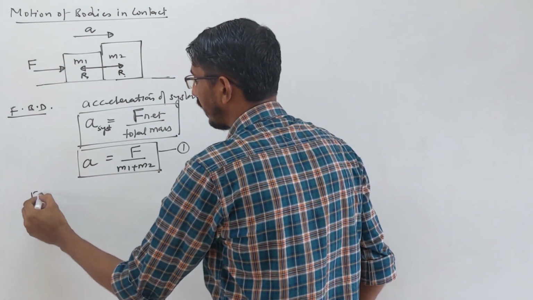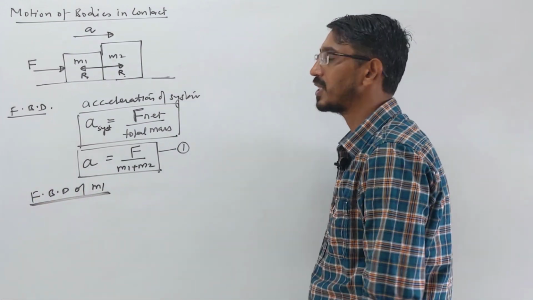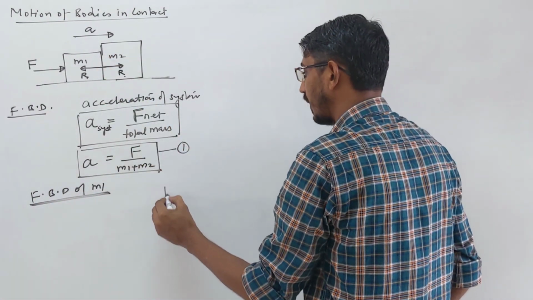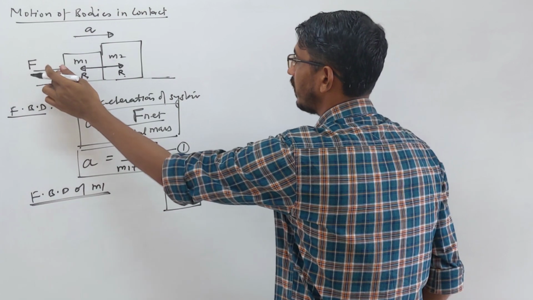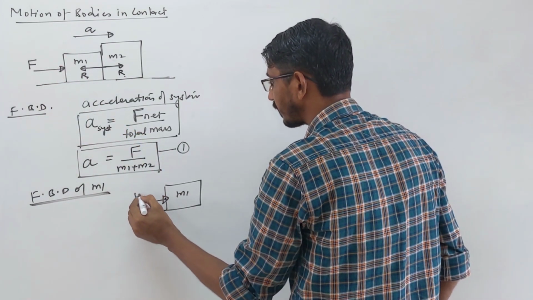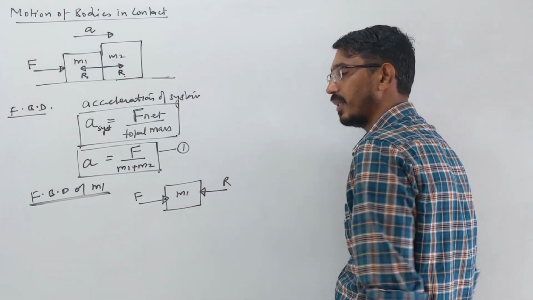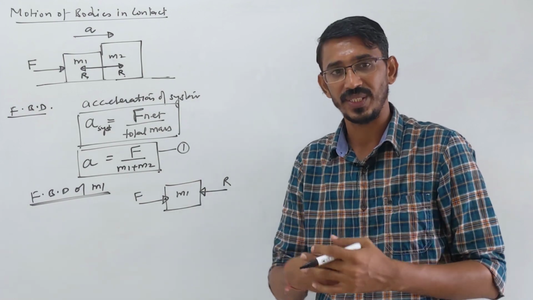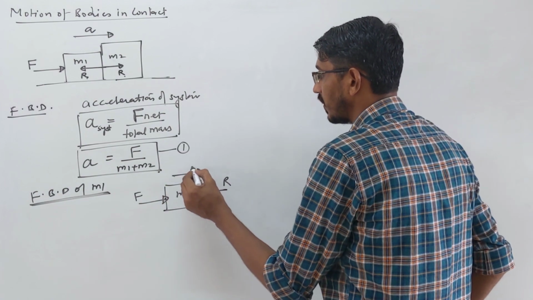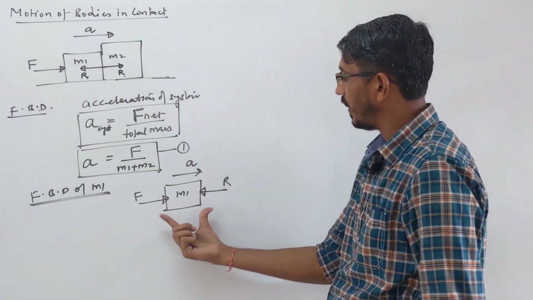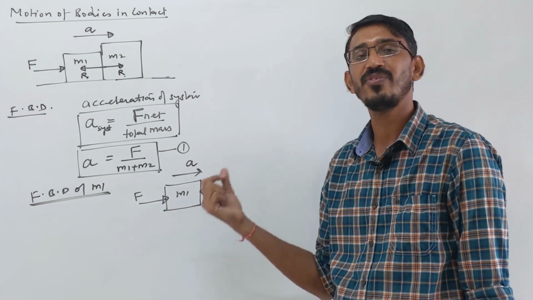So let's write the FBD of M1. How are you writing the FBD? You pick that body, this is your body M1, put it here and write the forces acting on it. One is F, and one is the reaction R due to that body. Reactions are always towards the surface, correct? Between two surfaces like this, and it is accelerating in this direction with acceleration A. Now we wrote the FBD, now write our equation: net force is equal to either MA or 0. Here it is accelerating, so net force should be equal to MA.